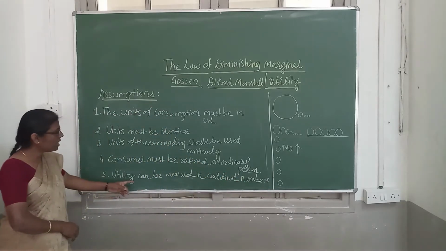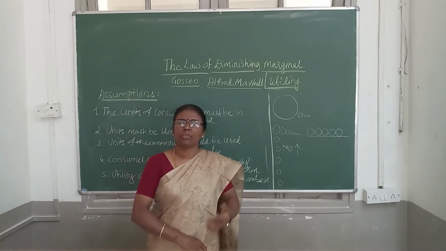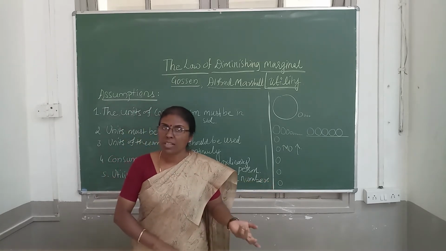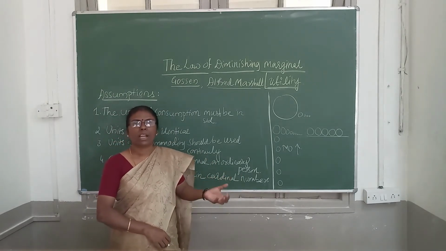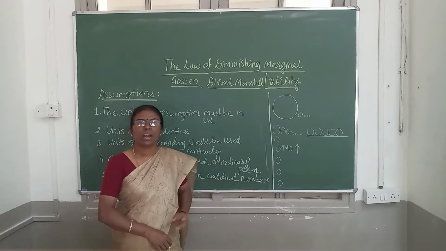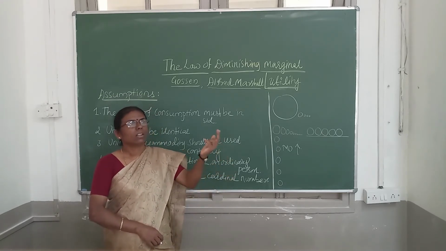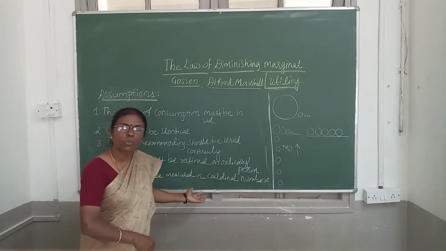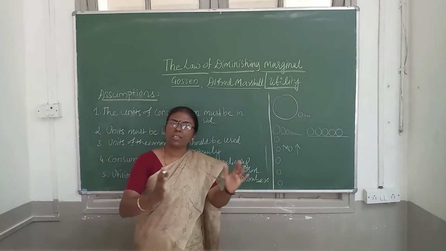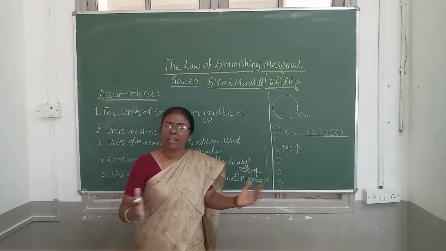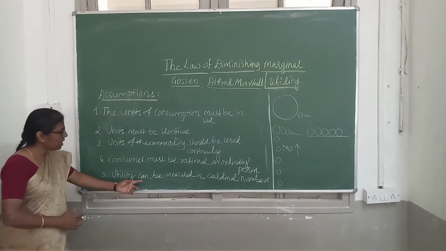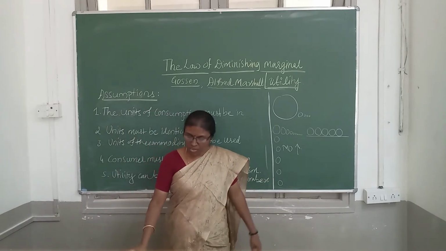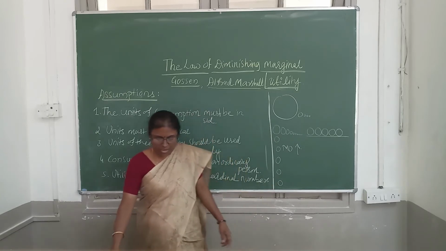And come to the last one: utility can be measured in cardinal numbers. We already know that there are two approaches to study consumer behavior, the first one the cardinal approach and the second one the ordinal approach. According to the cardinal approach, numbers are used, because numbers are easily added, subtracted, multiplied and divided. It is very easy, so we assume that utility can be measured in cardinal numbers. On the basis of these assumptions, the law was popularized by Alfred Marshall.